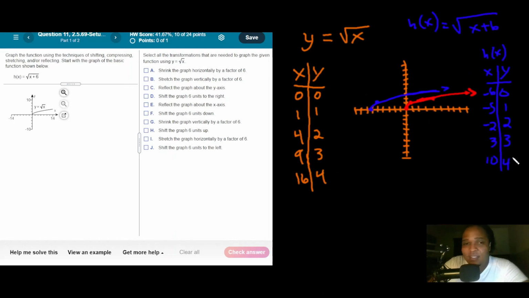And that's it. So let's go back to reality. That's the introduction of square roots. What do we have? All we have is a horizontal shift going to your left.